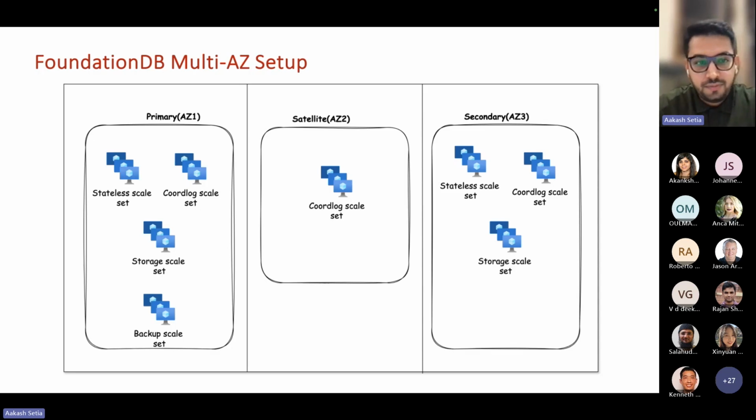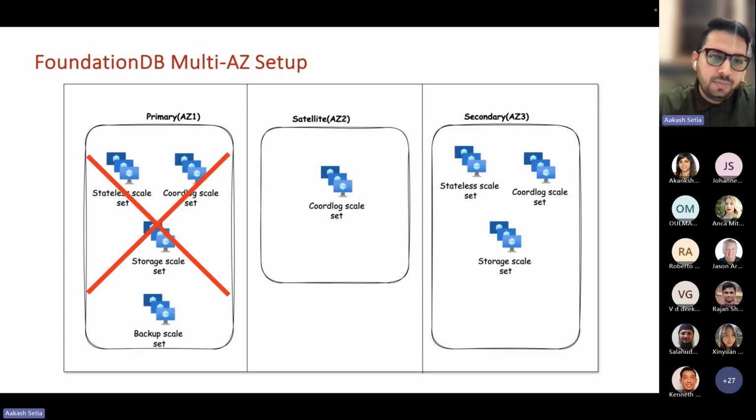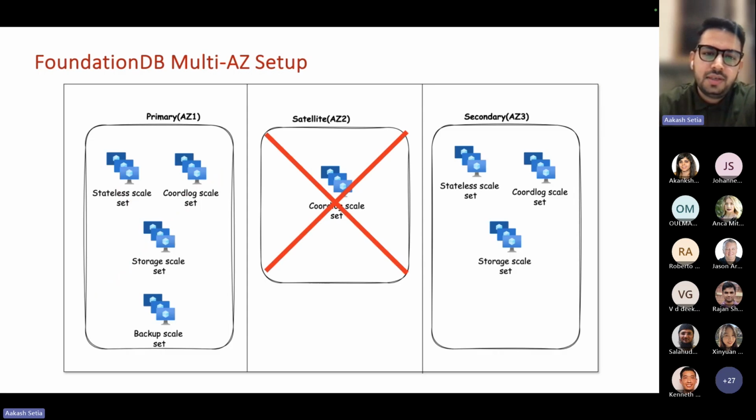And in case of a complete availability zone down in any of the cloud provider, our FoundationDB cluster will still be working. So let's say a primary region complete availability zone goes down, our secondary will become primary in some seconds and will be able to take all the load. And what if satellite goes down? As satellite does not have any data, primary and secondary will keep on running and they'll serve all the reads and writes.